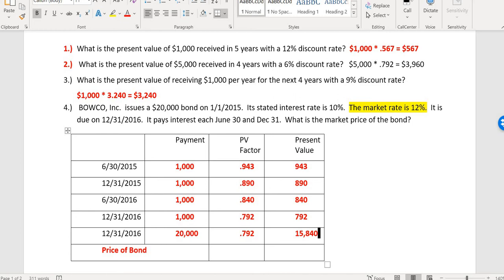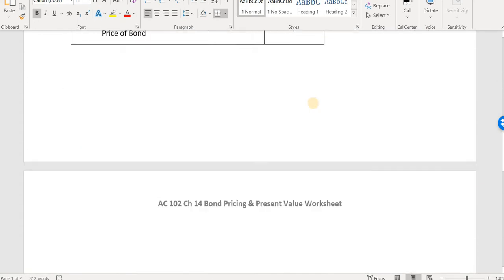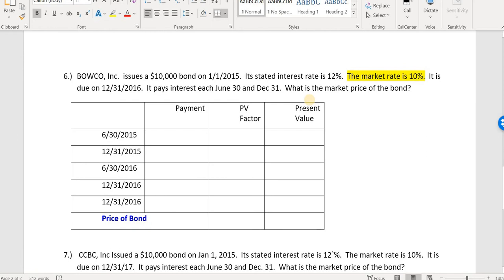Now let's add it up. 15,840 plus 792 plus 840 plus 890 plus 943, $19,305. That is the value of that bond to someone if the stated interest rate is 10 and the market rate is 12. Got it? Okay, flip this sheet over, please, and look at number 6. I'm going to ask you to do the same thing.